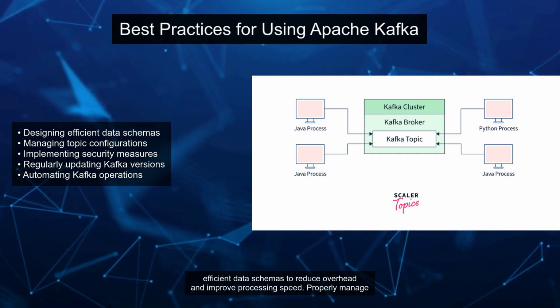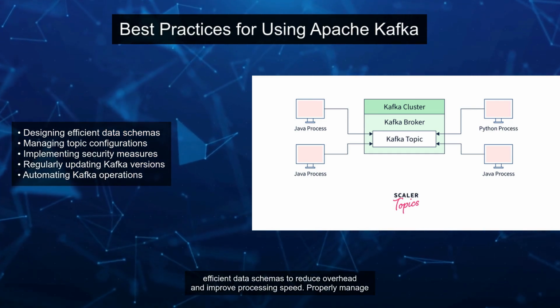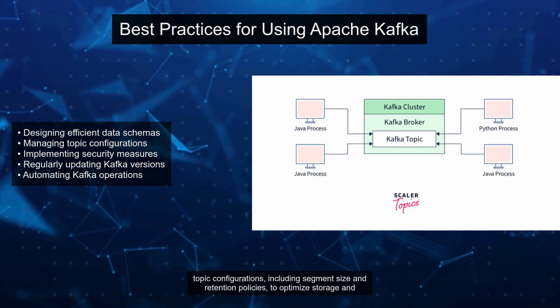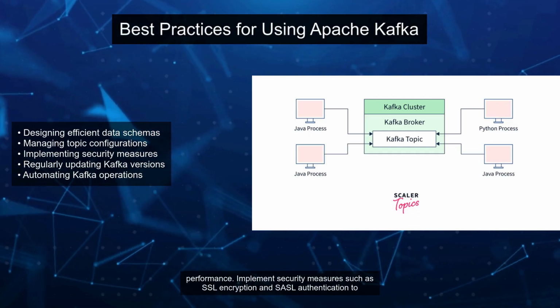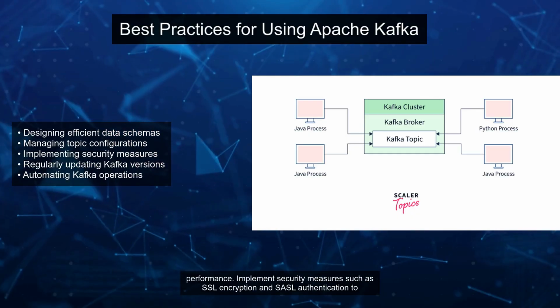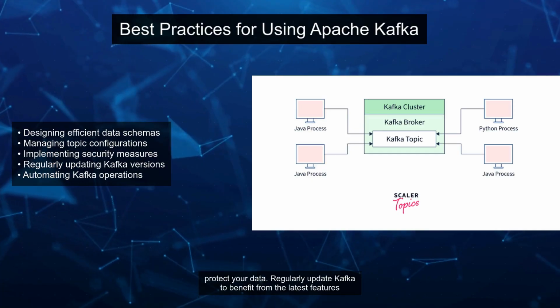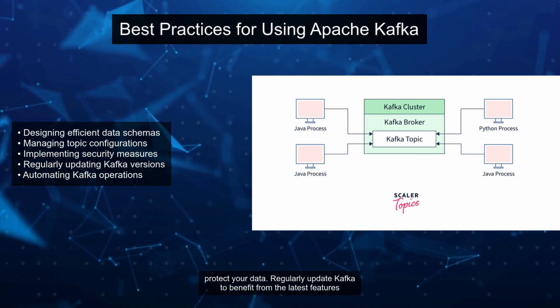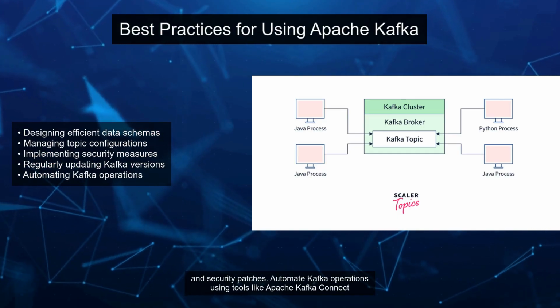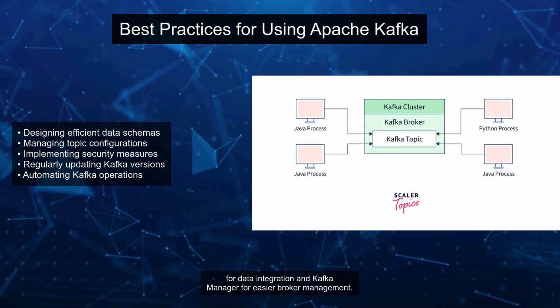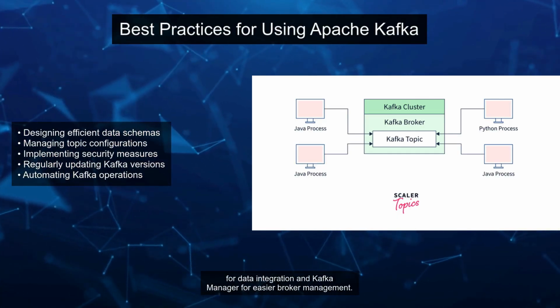To effectively use Apache Kafka, adhere to best practices. Start by designing efficient data schemas to reduce overhead and improve processing speed. Properly manage topic configurations, including segment size and retention policies, to optimize storage and performance. Implement security measures such as SSL encryption and SASL authentication to protect your data. Regularly update Kafka to benefit from the latest features and security patches. Automate Kafka operations using tools like Apache Kafka Connect for data integration and Kafka Manager for easier broker management.